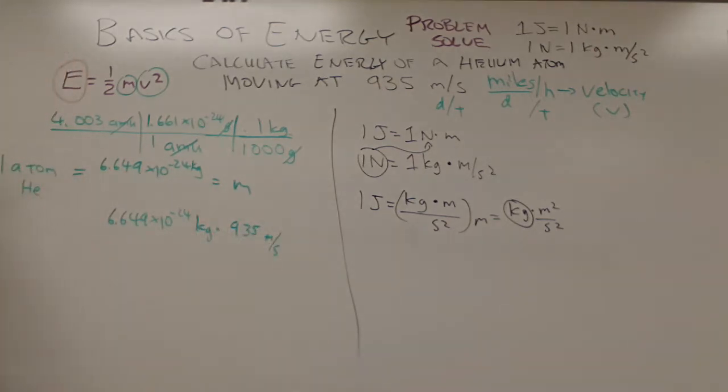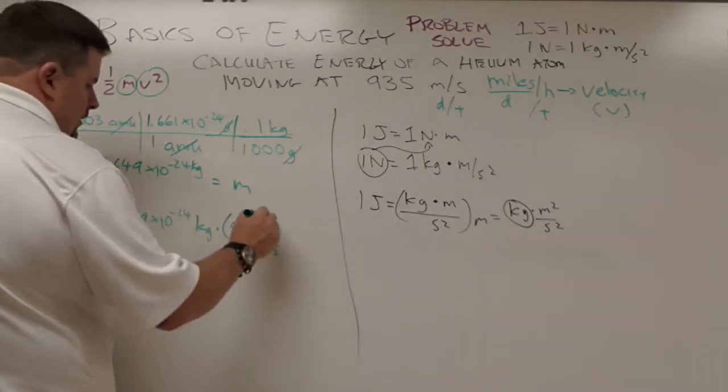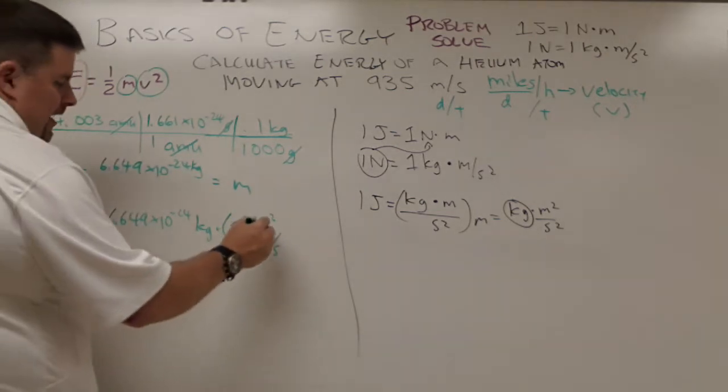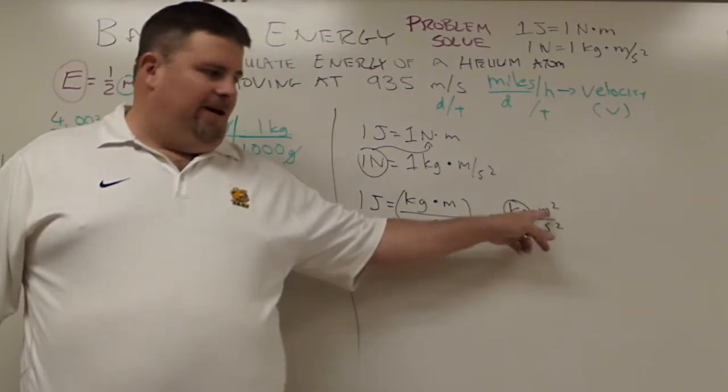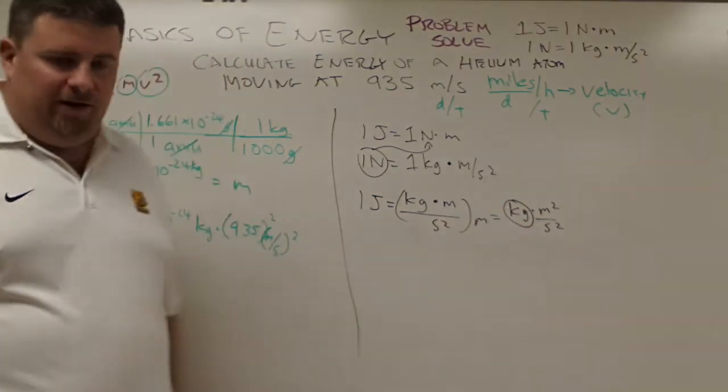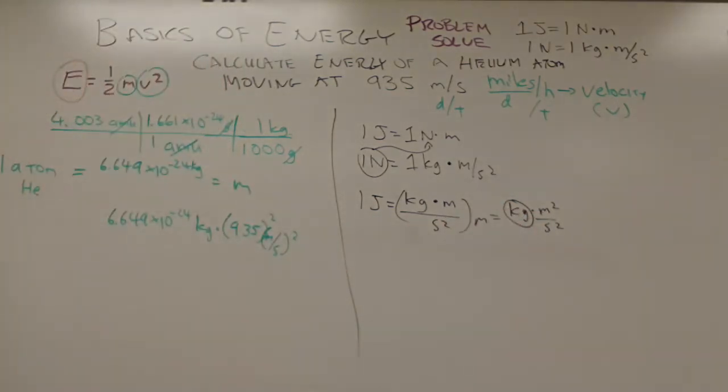Okay? And my V value has got to be squared, right? So I've got to square that. And notice that I have to square the units as well. If you look at this, meters squared, second squared, that's where that value comes from. All right? And then multiply this by 0.5. Okay? Now the rest of it is working on a calculator.